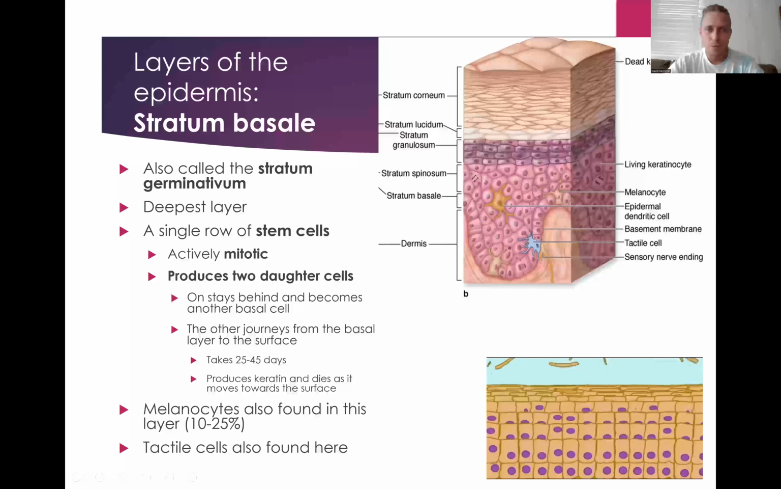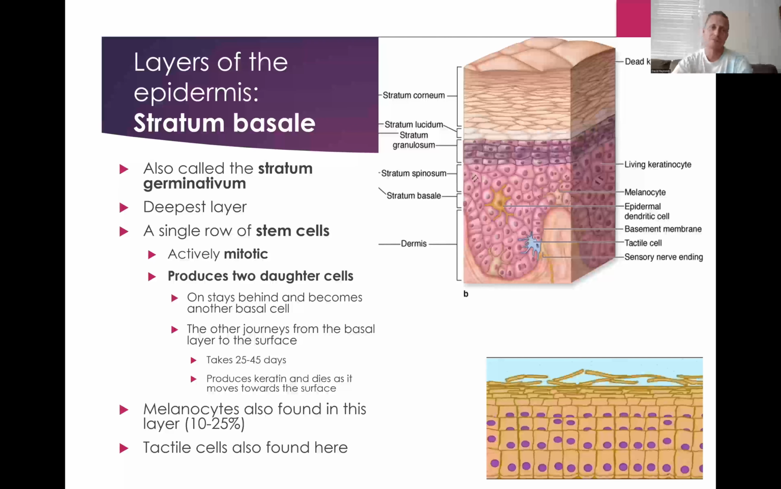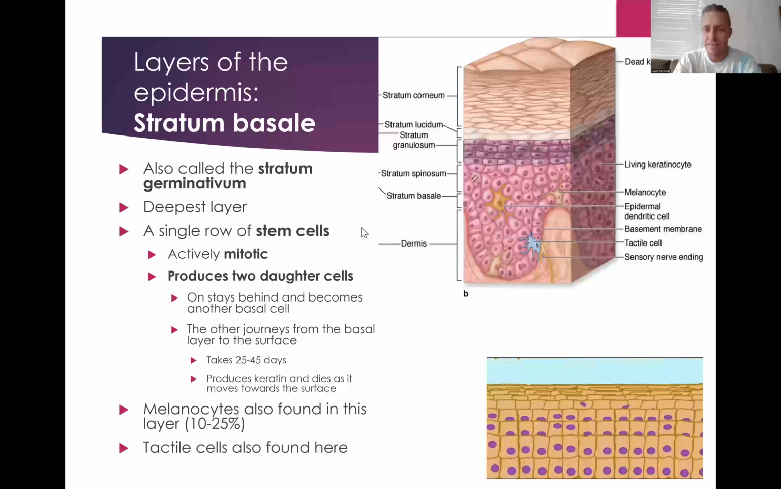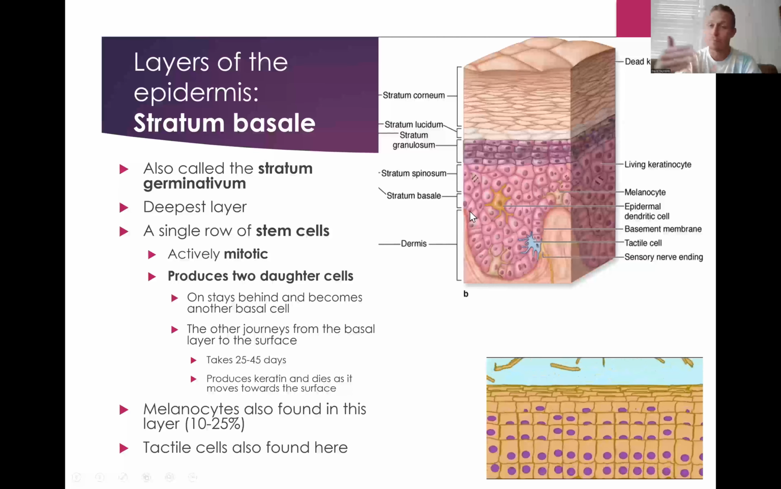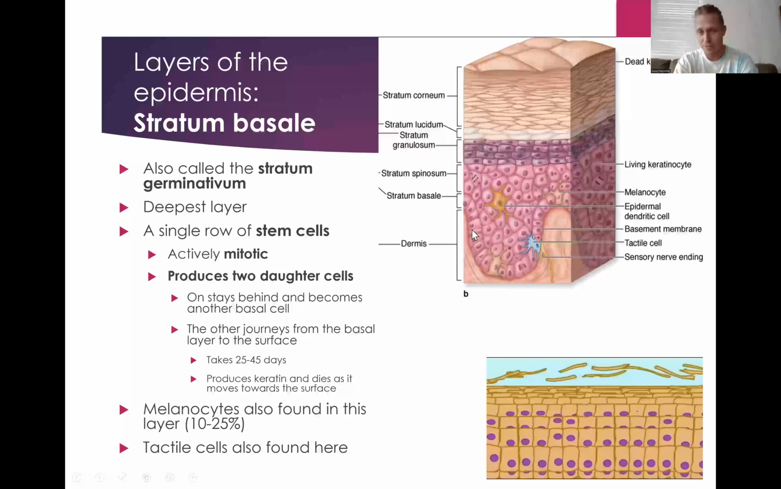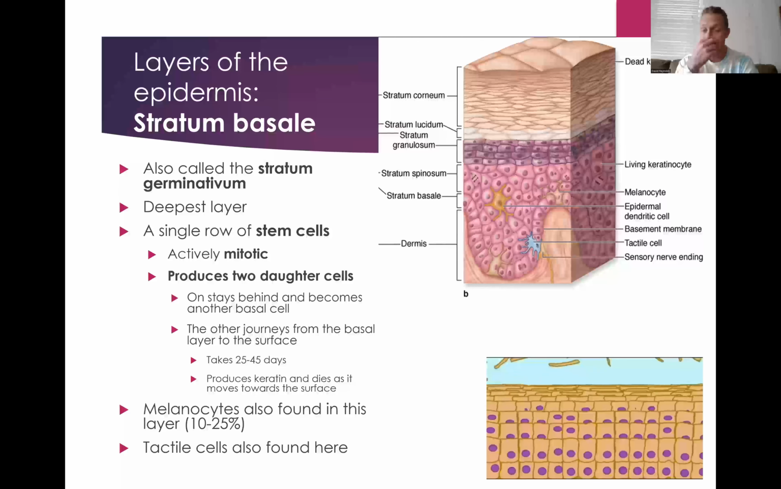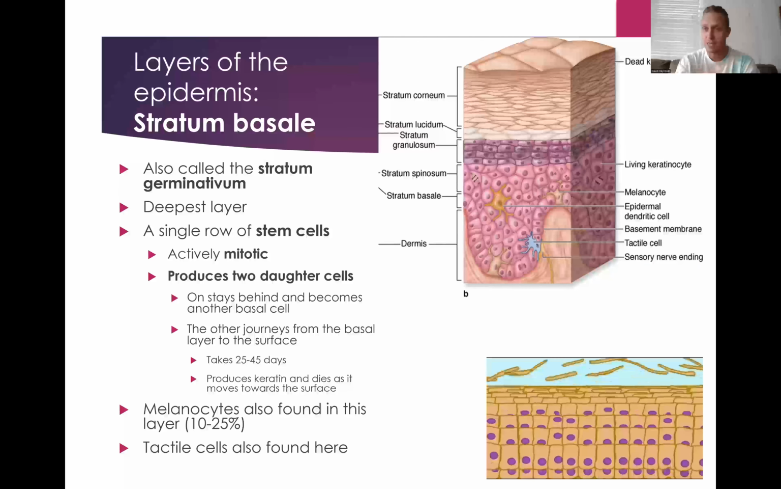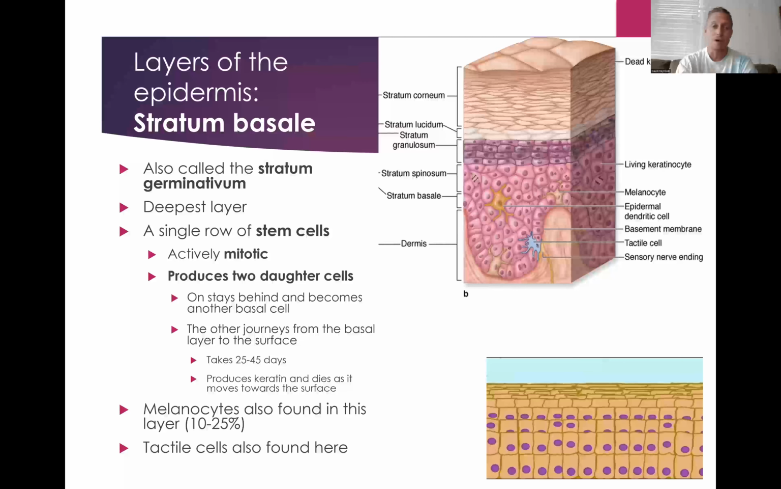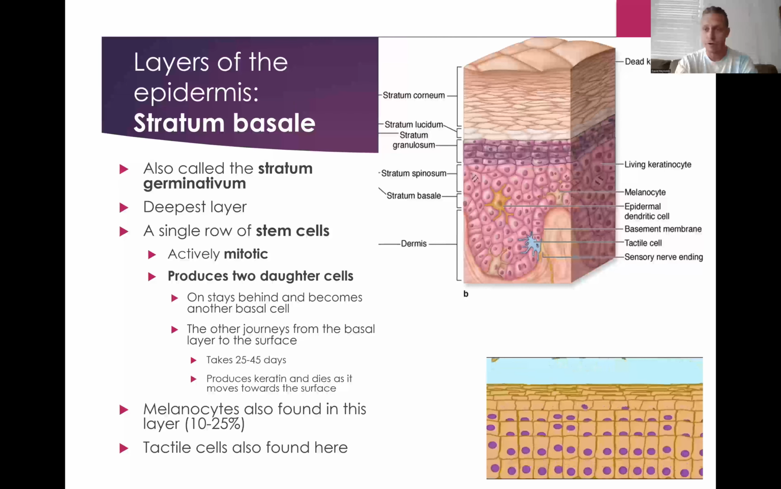All right, so I'm going to go through each one of these stratum. All right, so first is the stratum basale. That is this bottommost layer, or the most basal layer. That's why we call it that. So here's your stratum basale right here, touching the basement membrane. These are the ones that are undergoing mitosis constantly. So this is made up of a bunch of stem cells, and I'm sure you've heard that term before. A stem cell is just a cell that undergoes mitosis over and over again.